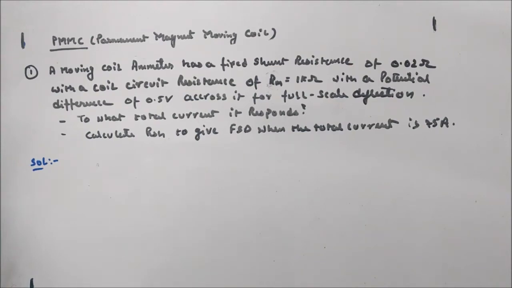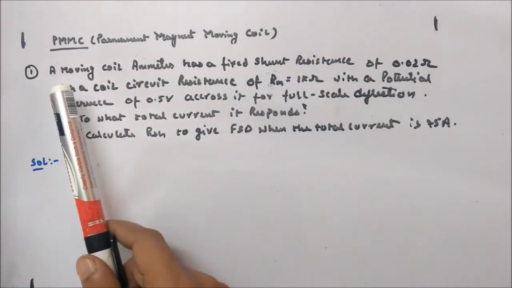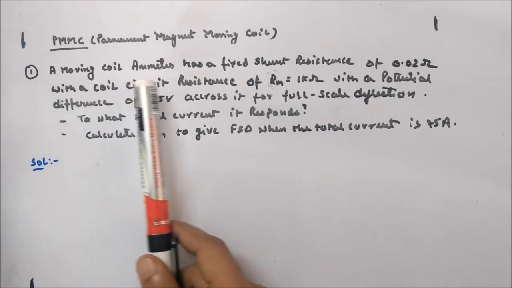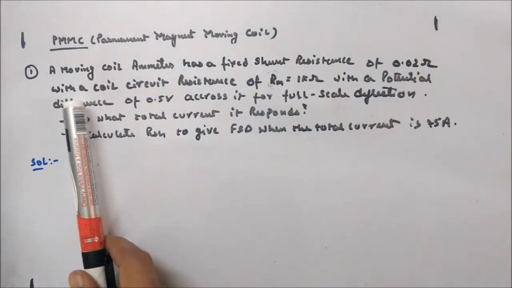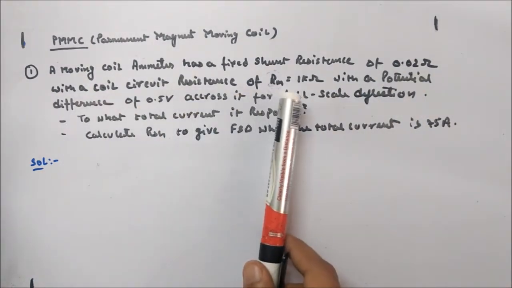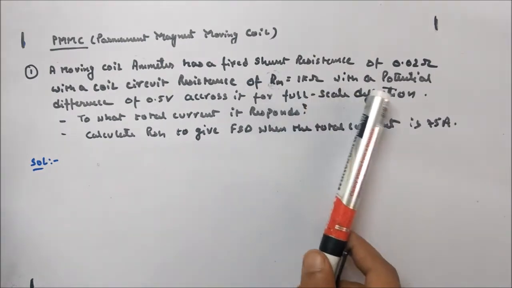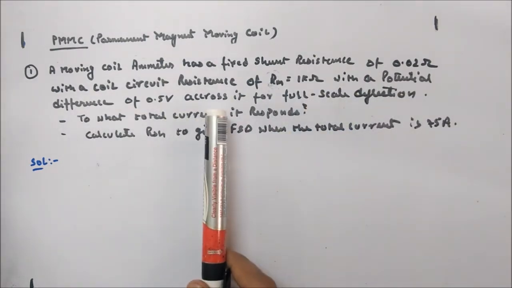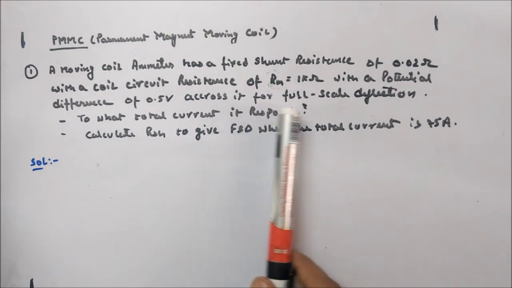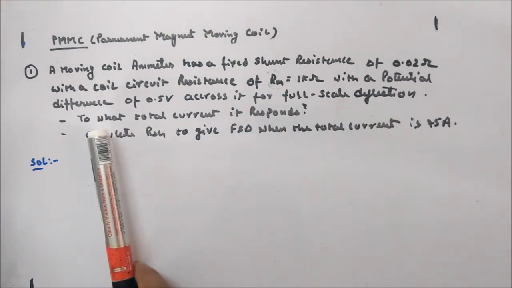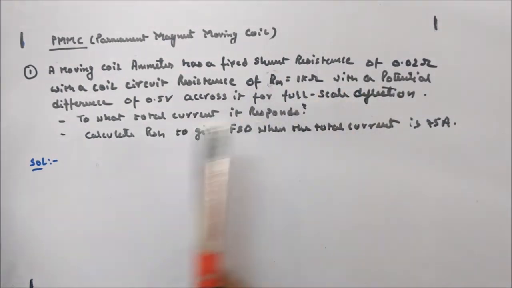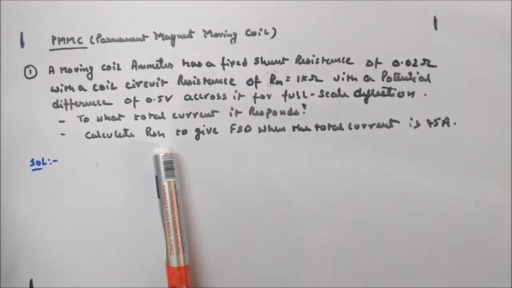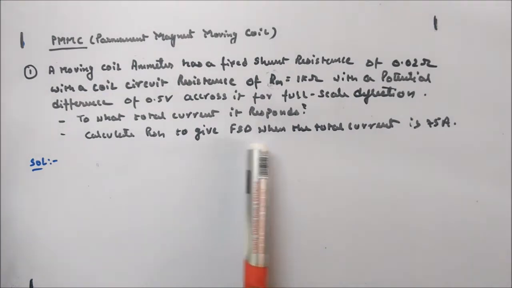Okay, let's see a few questions on PMMC. It is given that a moving coil ammeter has a fixed shunt resistance of 0.02 ohm with a coil circuit resistance of Rm equal to 1 kilo ohm, with a potential difference of 0.5 volt across it for full scale deflection. You have to find, first, to what total current it responds, and second, the value of RSH, the shunt resistance, to give full scale deflection when the total current is 75 ampere.